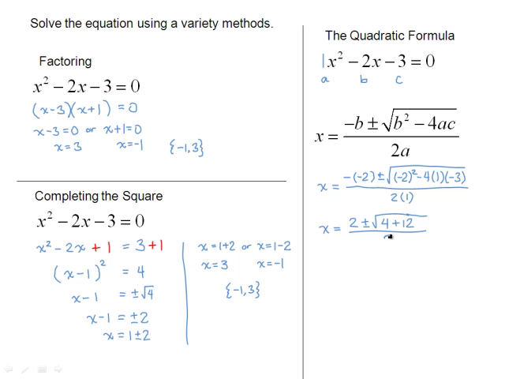All over 2. So then we would get x equals 2 plus or minus the square root of 16, but the square root of 16 is 4, over 2.